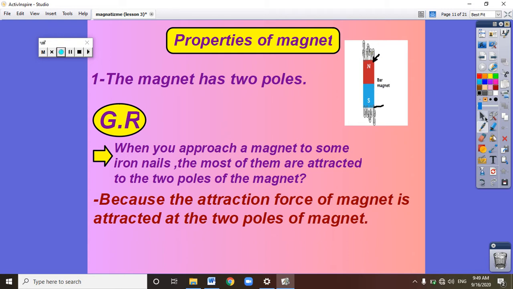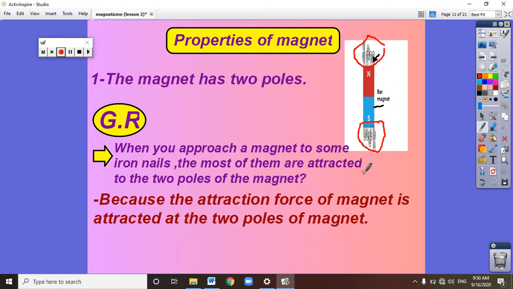I can see that the paper clips are attracted only to the 2 poles of the magnet. As you can see in this picture, the paper clips are attracted to only the 2 poles. So the most attraction force of the magnet is concentrated in the 2 poles. What is the meaning of concentrated? It exists in a lot. So the 2 poles are the place in the magnet in which the most magnetic power is concentrated, and the proof is that the magnetic materials are attracted to the 2 poles of the magnet, as you can see.